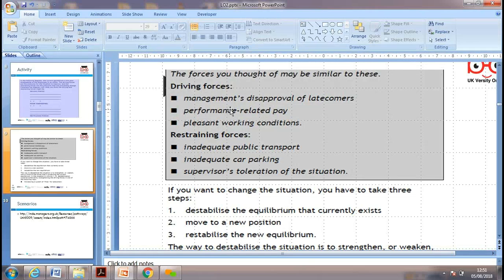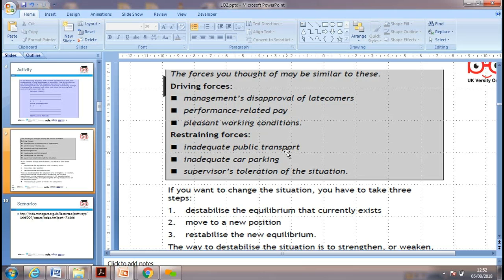So let's say here is an example: management disapproval of lateness. People want to be coming late, but management disapproves of lateness, latecomers. Performance-related pay is a driving force. Yes, we will set performance-related pay, not giving the commission or the bonus to everyone. Pleasant working conditions, restraint forces, inadequate public transport. Inadequate public transport leads to latecomers. So that's a restraint force, how we'll make sure. If the people don't have their basic needs fulfilled, how will they perform? Yes, if we do not provide the breaks. So these are the restraint forces. Inadequate car parking. If you can't park your car, of course, you will be late then.